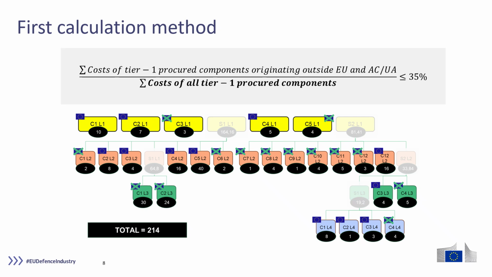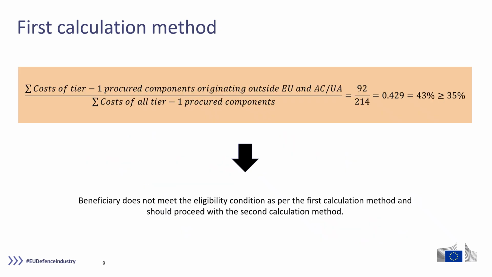To calculate the denominator, we will look at all the procured components, regardless of their origin. Subsystems are not counted. In this example, the sum of the cost of all components is 214. Now let's calculate the ratio. Applying the equation on the screen gives us a ratio of 43%. That means that the cost of foreign components makes up 43% of the cost of all components.